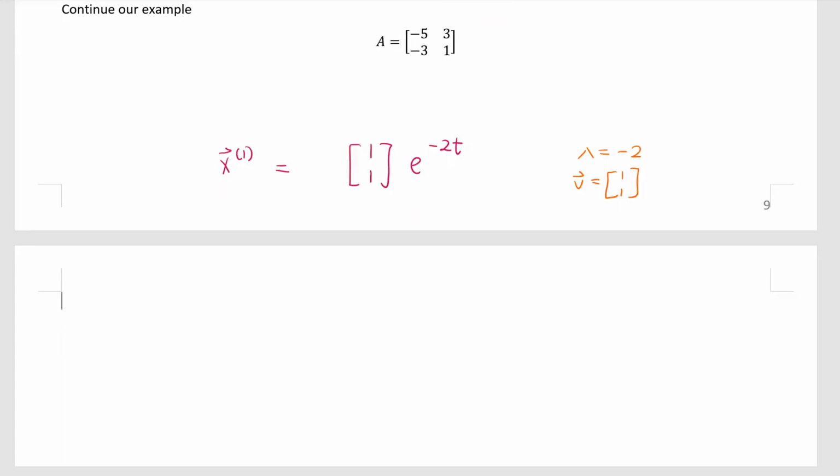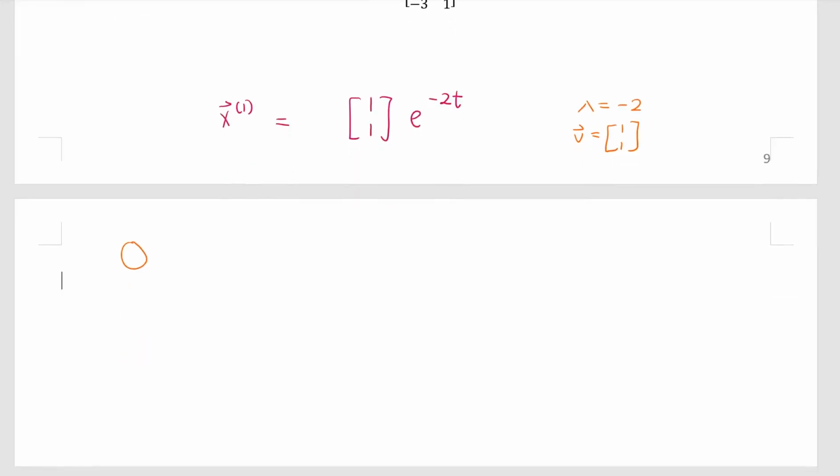To find the u, what do we do? We call this the third step. To find the u, we want to set up A minus lambda I u equals v. So what is A minus lambda I?